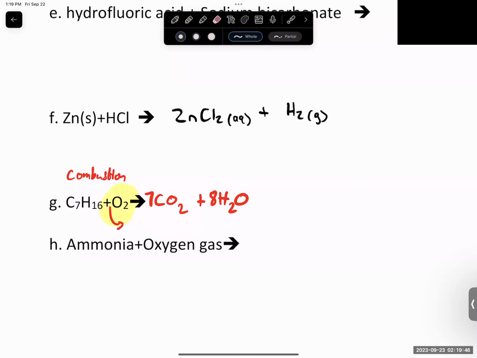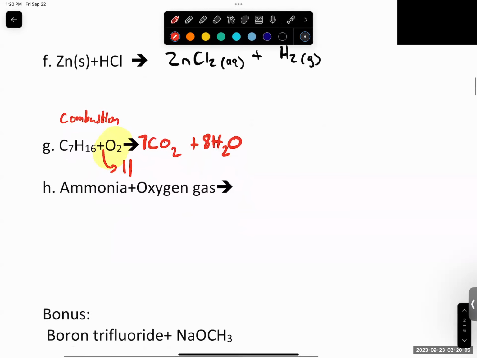Let's do this the old fashioned way. So 14, right? So 22. So that's 11 here, 11 oxygens. All right, so those coefficients were correct: 1, 11, 7, 8. So my point being, know how to balance out the reactions.